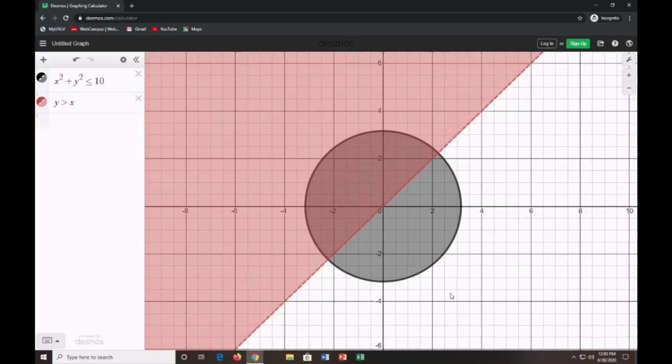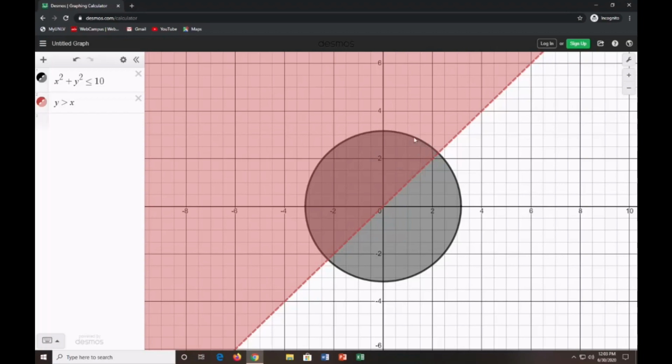Of course, the computer doesn't know what we're looking for, so it's just going to shade all the regions for this line, y greater than x. It's us who know what we're looking for. The computer is just graphing these inequalities individually. But you know and I know that the solution of this system of nonlinear inequalities is wherever these solutions overlap.